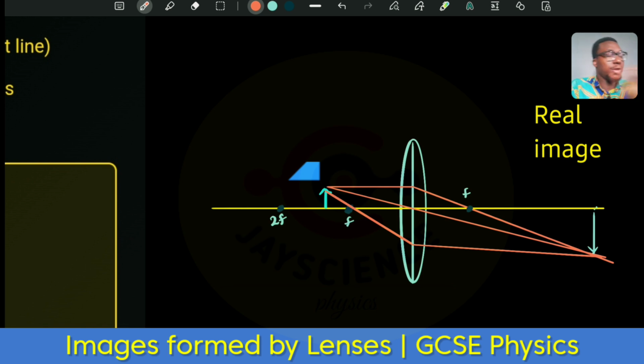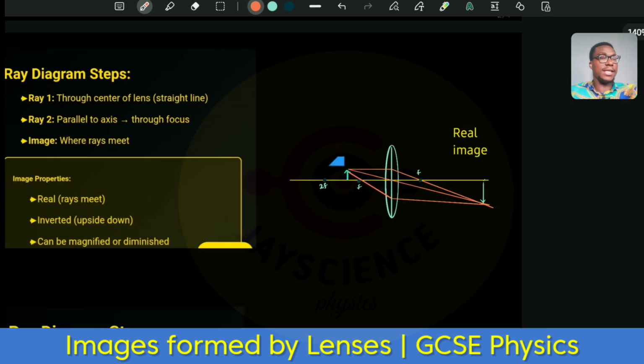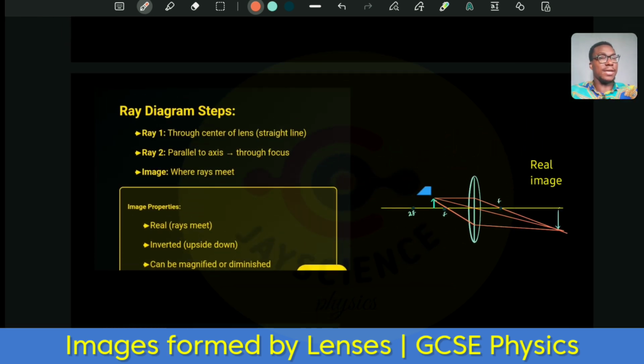That's one. Two, this image you're looking at is magnified. It's quite bigger than the object. That is two. Three, is it upright or inverted? Yes, it is inverted. You can see it right there.